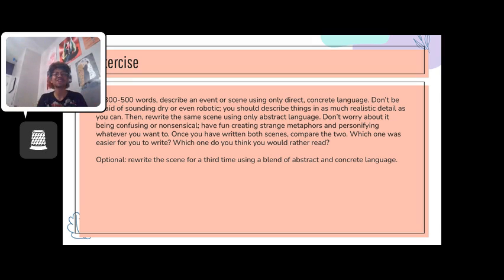Which one are you having a harder time with? And also, which one are you enjoying more? Because the one you're having a hard time with might also be the one you enjoy writing the most. Who knows?